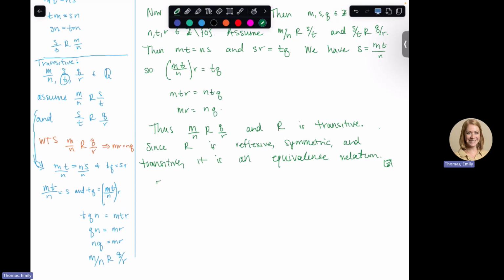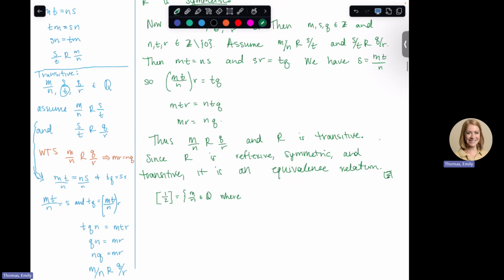Okay. So wow, that square bracket was not so square. Apparently I can't draw a square bracket. It's fine. The equivalence class of 1/2 is going to be everything that is equivalent to 1/2 under this equivalence relation. So it's going to be the set of all M over N in Q, where 1 times N is equal to 2 times M.